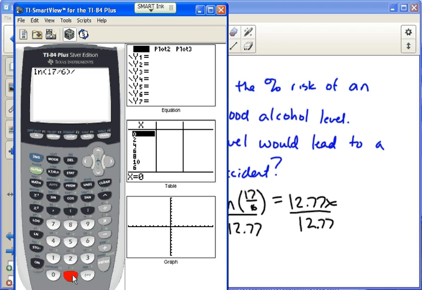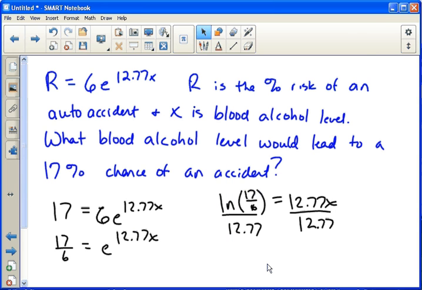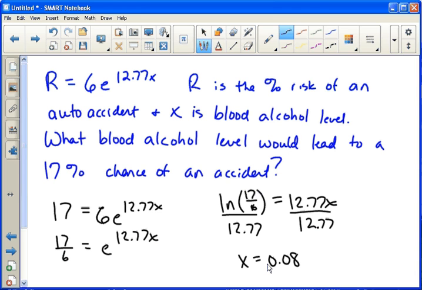And so we get 0.0815. So we'll just call it 0.08 for the blood alcohol level. So a relatively, well, I don't know if it's small or not, actually, to tell the truth, but a 0.08 alcohol level will lead to a 17% chance of an accident. Seems pretty serious to me.